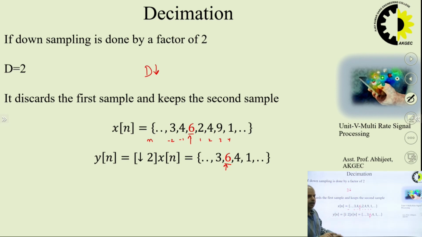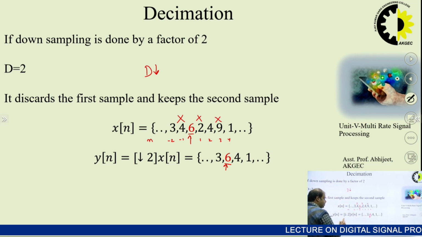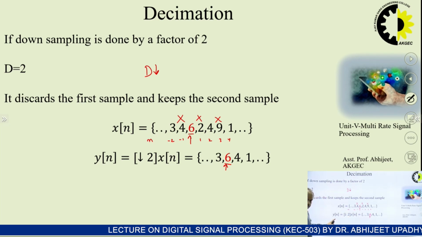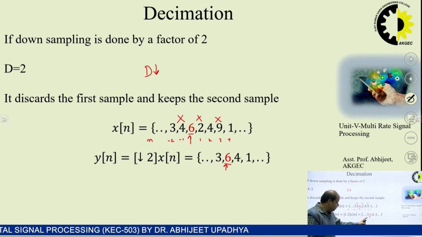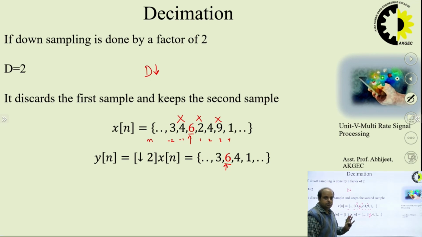This is decimation by 2. From between 2 I will take 1. Which means between 3 and 6 I will discard 4, between 6 and 4 I will discard 2, between 4 and 1 I will discard 9. You can see when decimation takes place, the new signal y(n) has fewer samples than the original signal, but the sampling rate has changed. This is what can be done in the discrete domain.